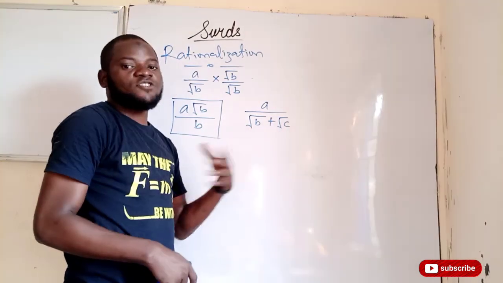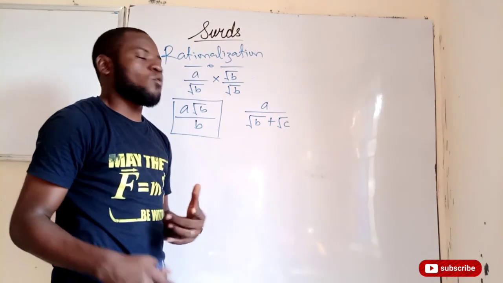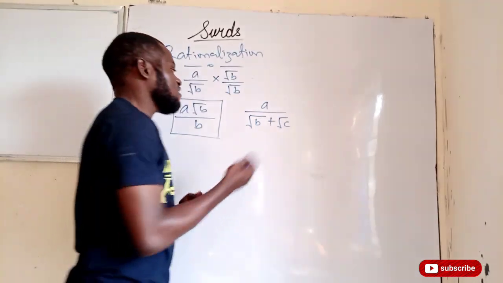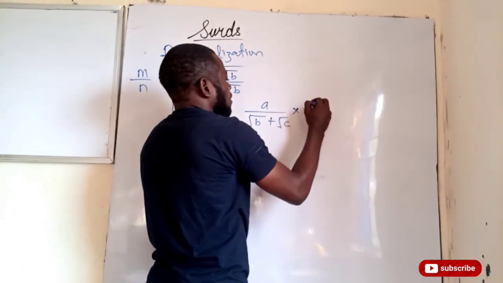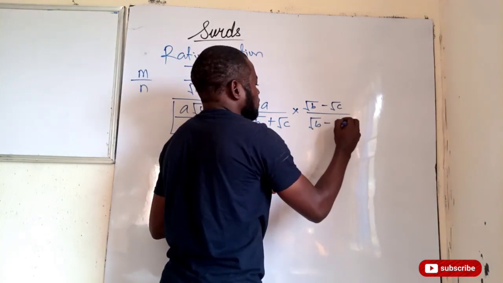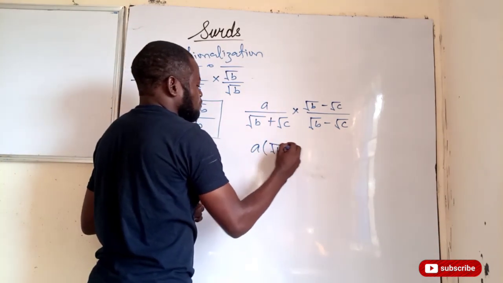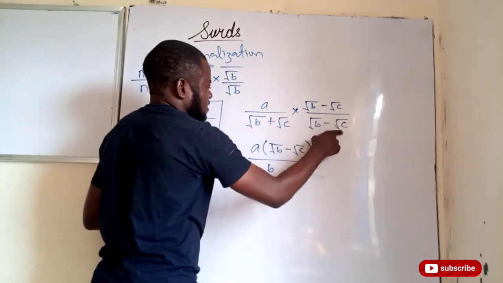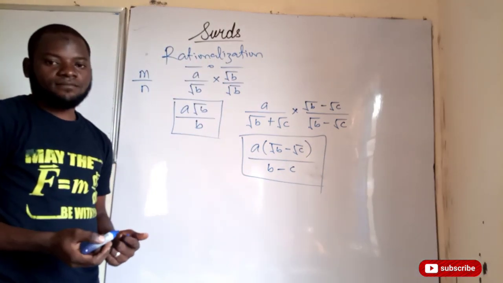For us to rationalize this, you remember, there's an algebraic sign between this and this. Hence, we need what? The conjugate of this one to make it a rational number. Hence, we are going to multiply the numerator and denominator by the conjugate of the denominator. So we have root b minus root c divided by root b minus root c. So this will give us a into bracket root b minus root c divided by this times this will give us b and this times this will give us c. Hence, we have successfully rationalized this.